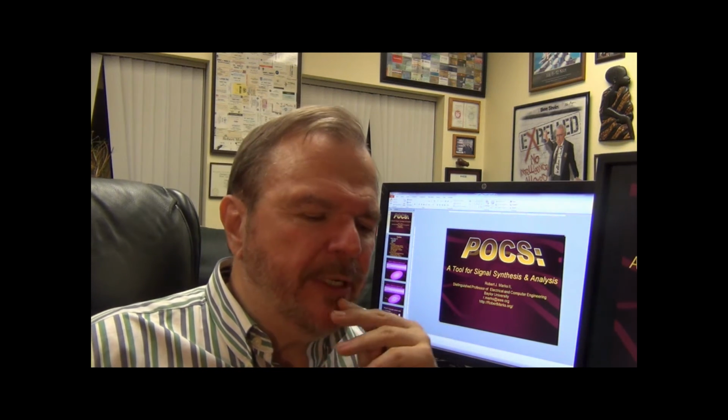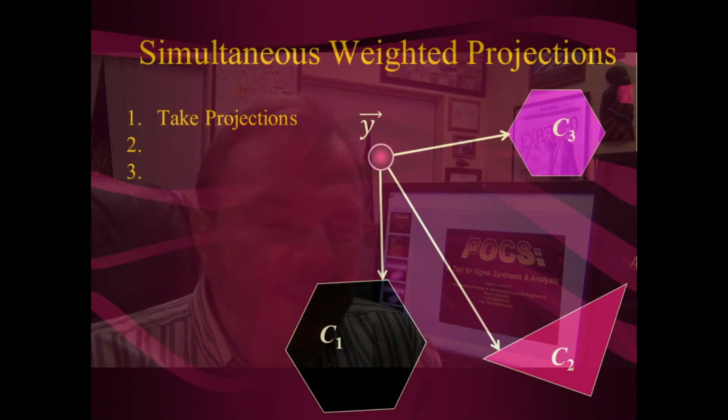So how do we deal with this? This is a very common engineering occurrence. You come up with a design, and you know that this design cannot meet all of the constraints that are required in the design. So if that's the case, one knows that one must compromise among the different constraints. And we can do this with a process called simultaneously weighted projections, which is illustrated in this slide.